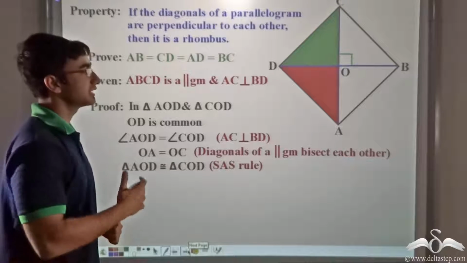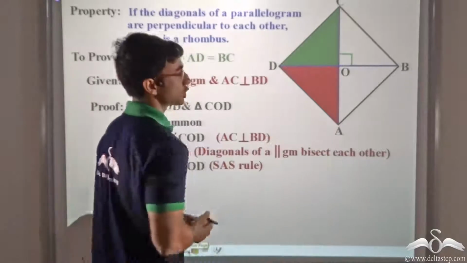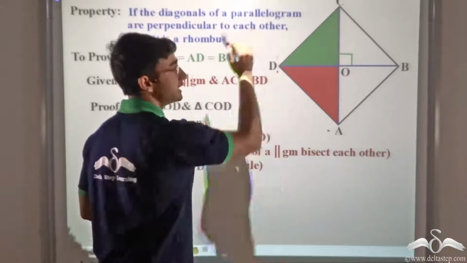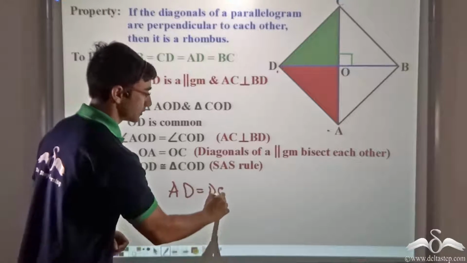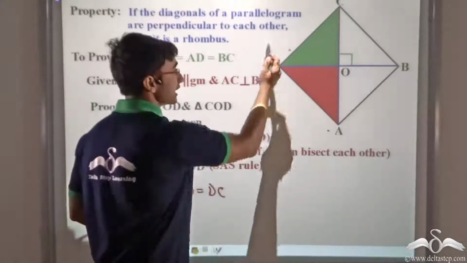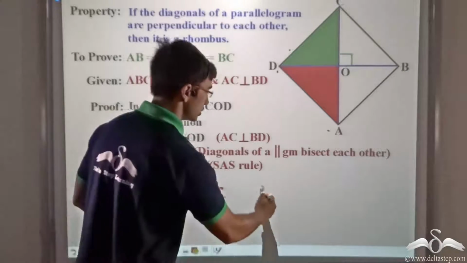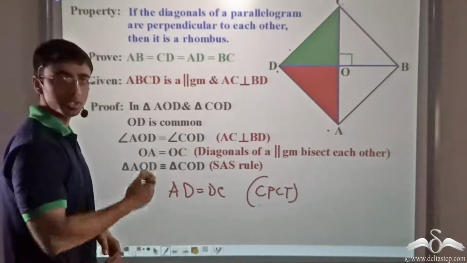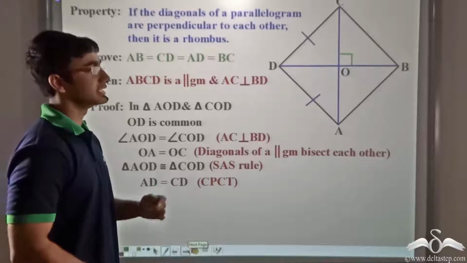Now let us see what we can say about these two triangles. Since these two triangles are congruent, I can say AD is equal to DC. I write AD is equal to DC. Why? Because these two sides are corresponding parts in two congruent triangles. So through CPCT, I can write AD is equal to DC. So I have AD equals CD or DC.